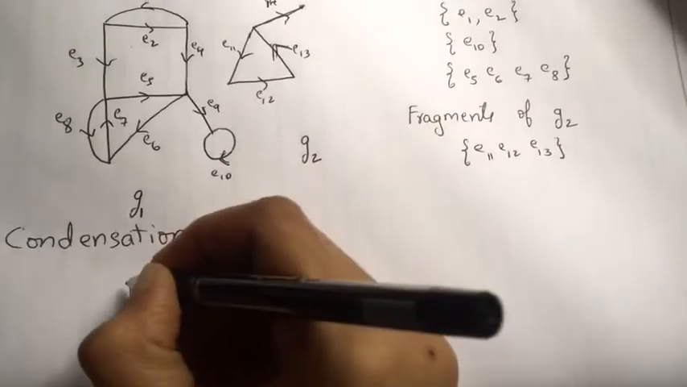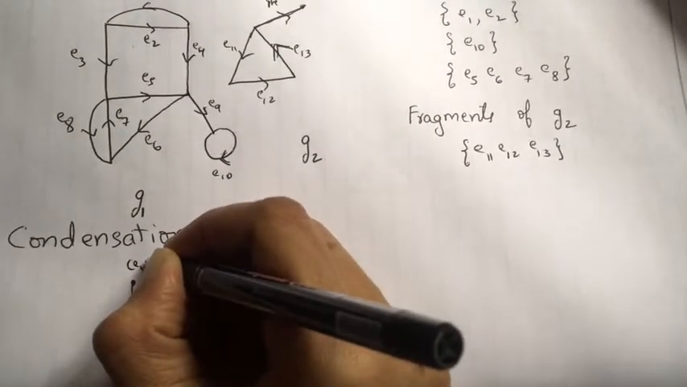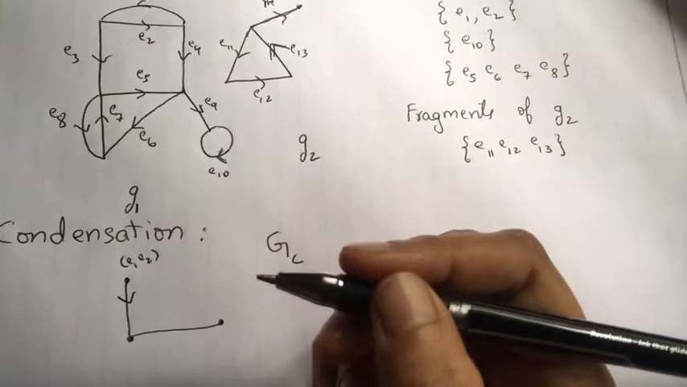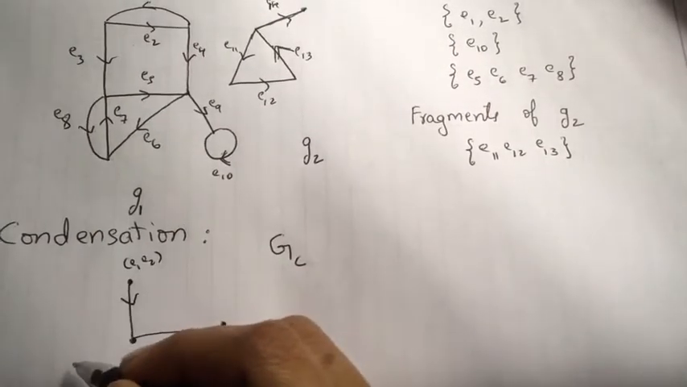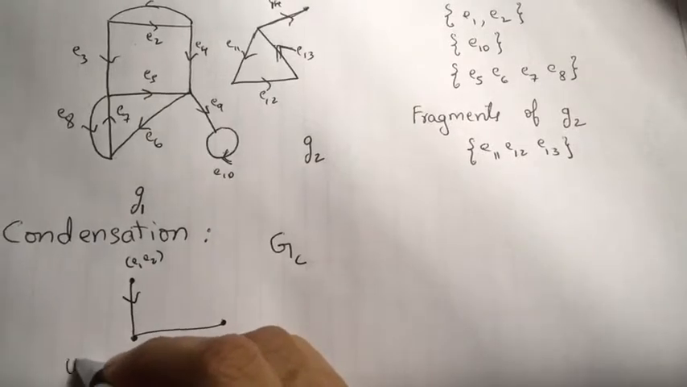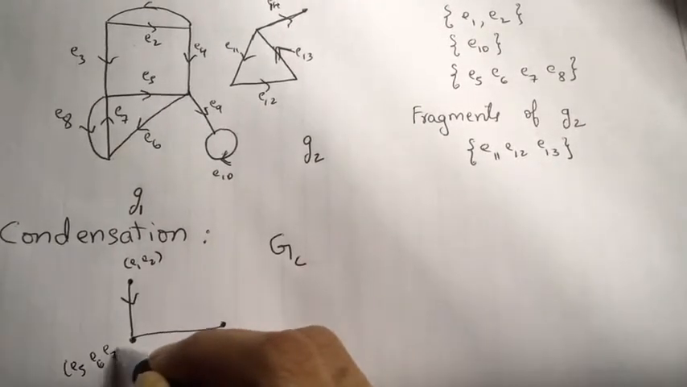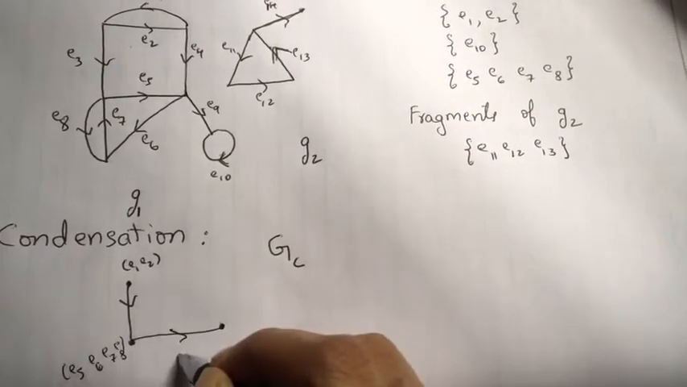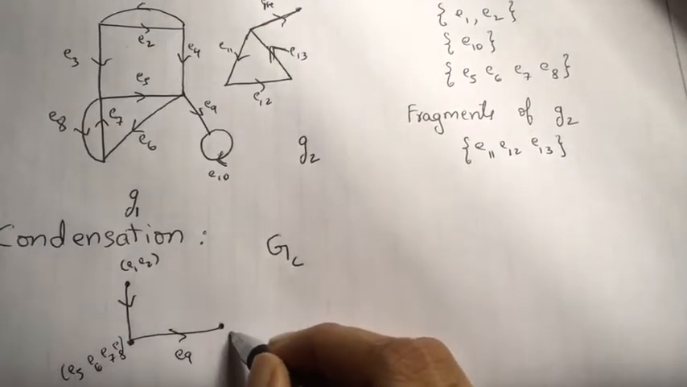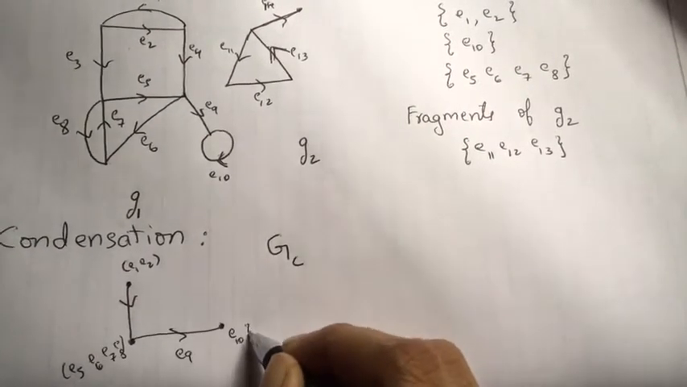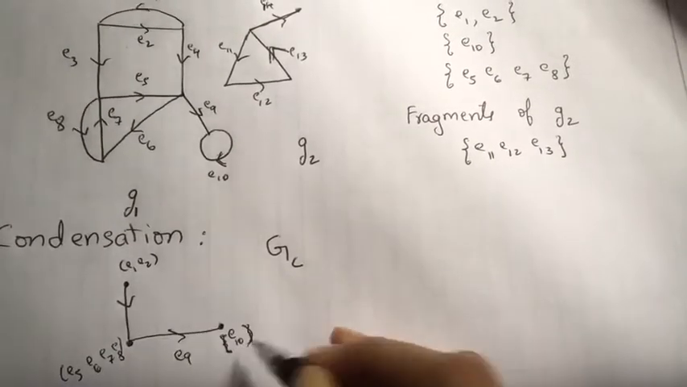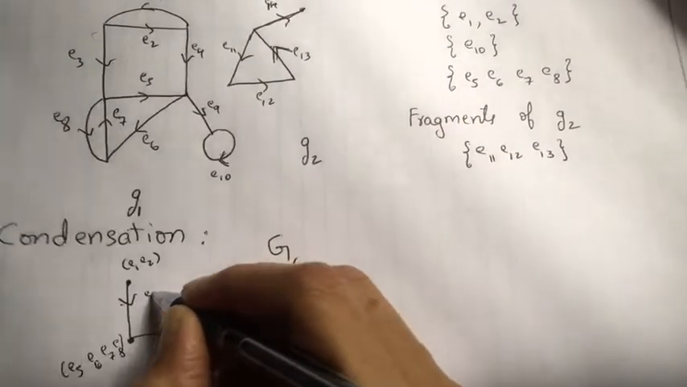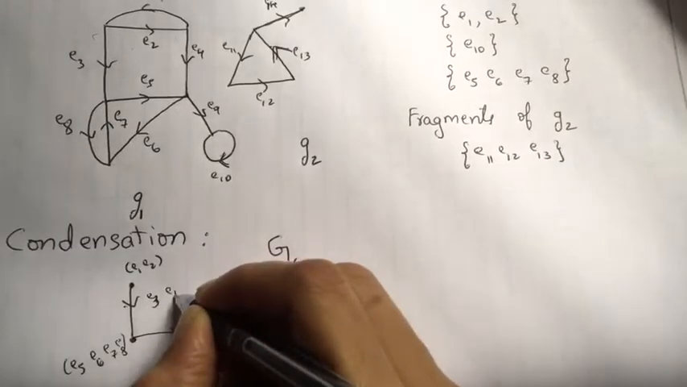Now this vertex is a combination of edges E1, E2, and there is a direction like this. Then this vertex is a combination or condensation of edges E5, E6, E7, E8, and this is edge E9, with the condensation vertex of the fragment E10. This is the combination of E3, E4.